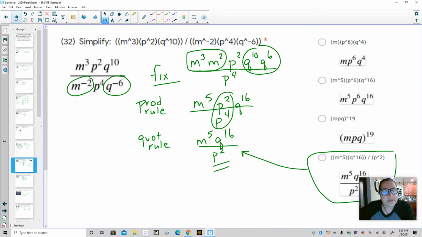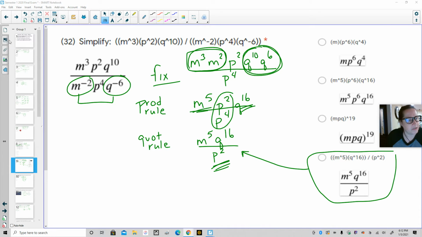This one was significantly easier than the distributive property one. Really, all you're doing is fixing the negative exponents. There are 2 of those. And then using the product rule. So I have m to the 3rd, m to the 2nd gives me m to the 5th, and q to the 10th, q to the 6th gave me q to the 16th. And then my quotient rule means that I can reduce the p squared over p to the 4th, leaving me with just p squared in the denominator. I then find that solution.